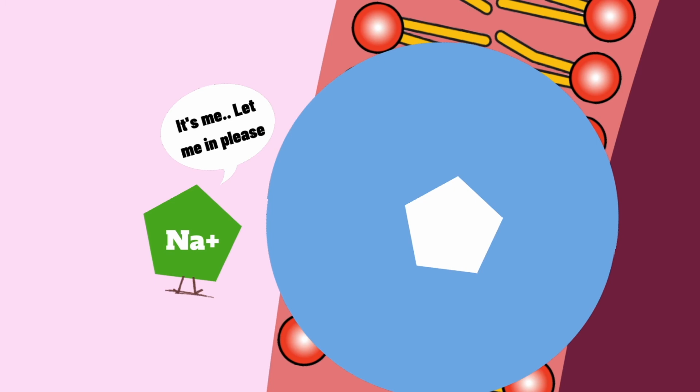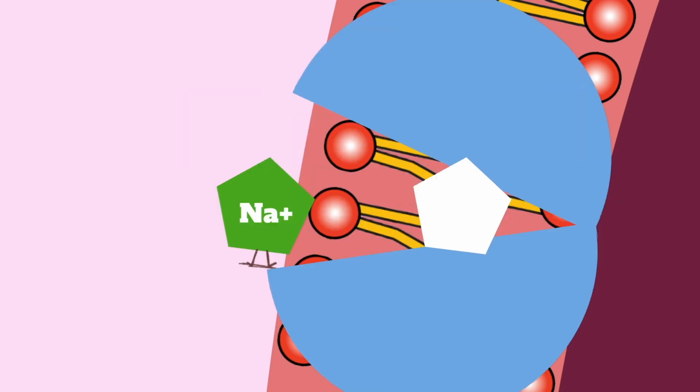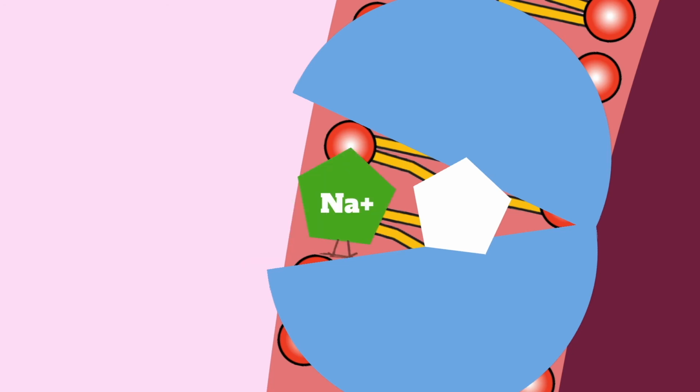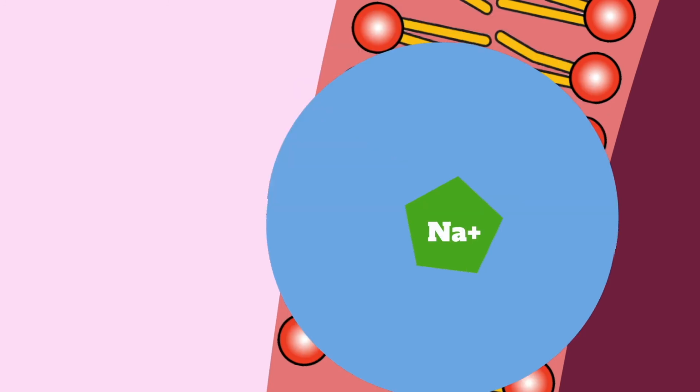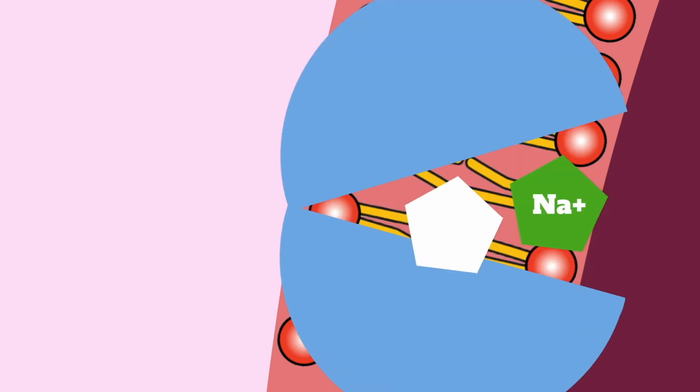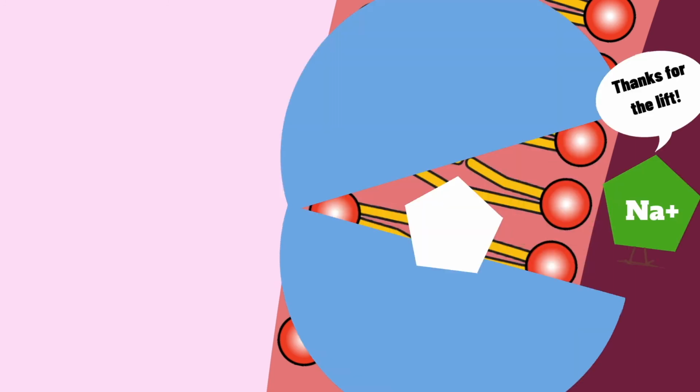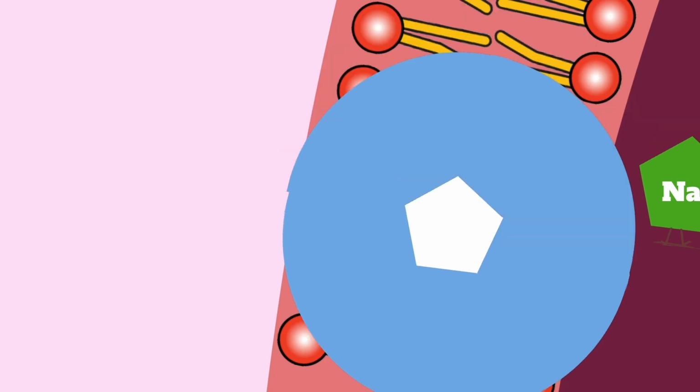Ions also diffuse using facilitated diffusion, but they diffuse with the help of carrier proteins. Carrier proteins usually have a binding site for specific ions, so when the ion binds to the active site of a carrier protein, the carrier protein changes shape and releases the ion on the other side of the membrane.